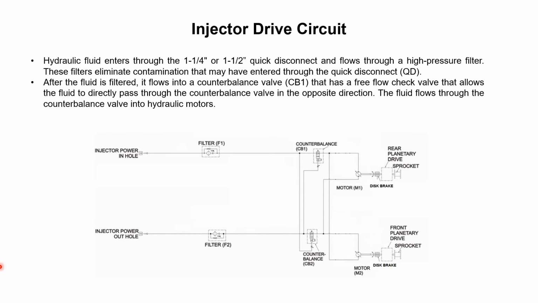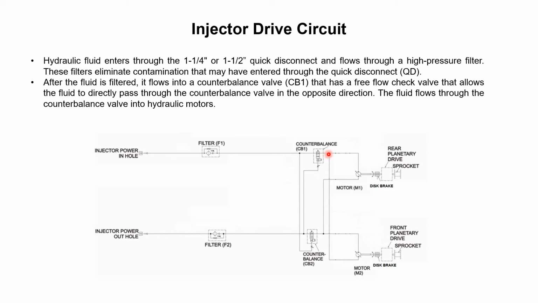After the fluid is filtered, it flows into a counterbalance valve that has a free flow check valve, which allows the fluid to directly pass through the counterbalance valve in the opposite direction. When the fluid passes through this filter, it will enter this counterbalance valve, and in the counterbalance valve, as we have already discussed, there is a free flow check valve. Through this free flow check valve, fluid will pass and will enter in the opposite direction of this counterbalance valve.